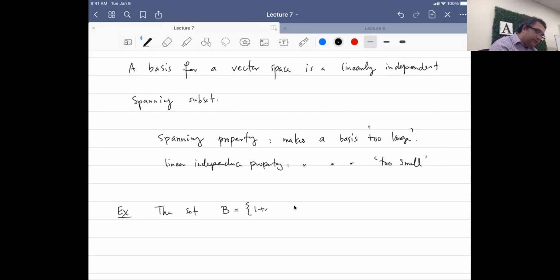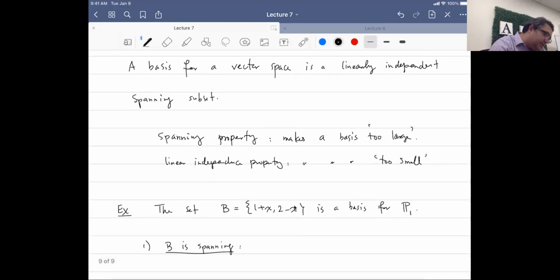1 plus x, 2 minus x is a basis for this polynomial space P1. Remember, P1 was the set of all polynomials of degree at most 1. So it has all the constant polynomials, all the linear polynomials. So this set is a basis. What should I check? I should check two things at the same time, right? So one, B is spanning.